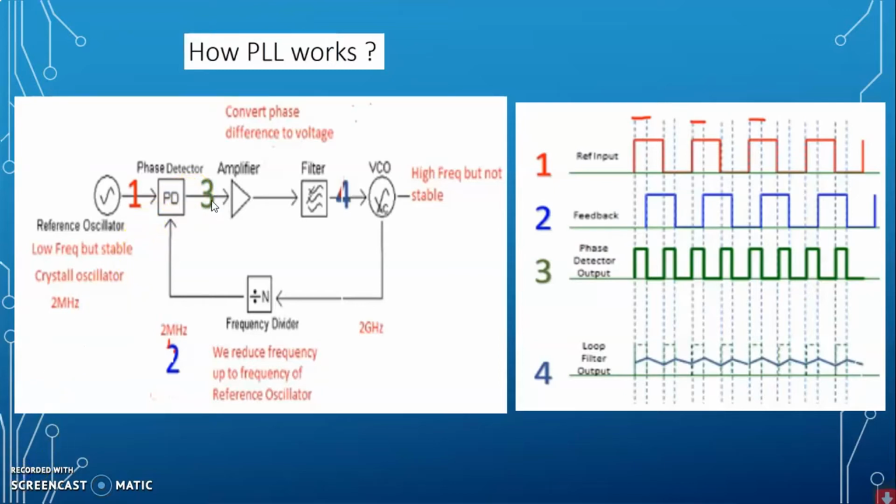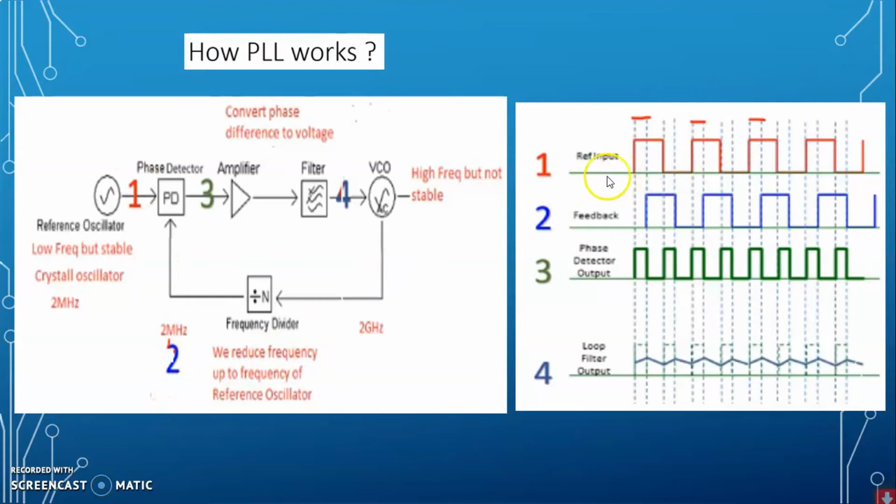The phase detector output error signal is given to the filter through the amplifier. Based on the error signal, the filter generates the DC output. This DC output modifies the voltage controlled oscillator frequency in order to keep the output signal constant. Now we can see the different waveforms of the phase lock loop.